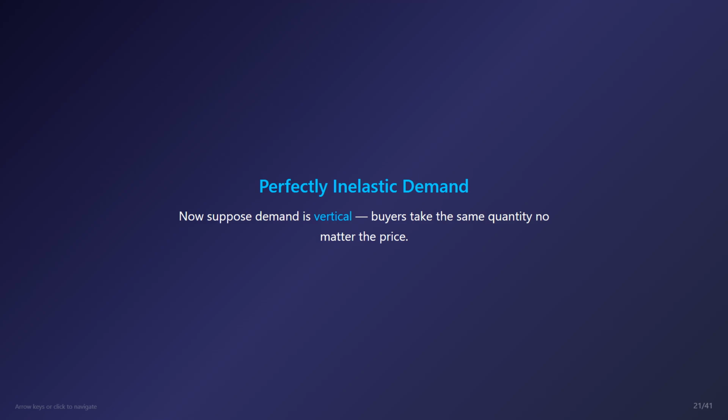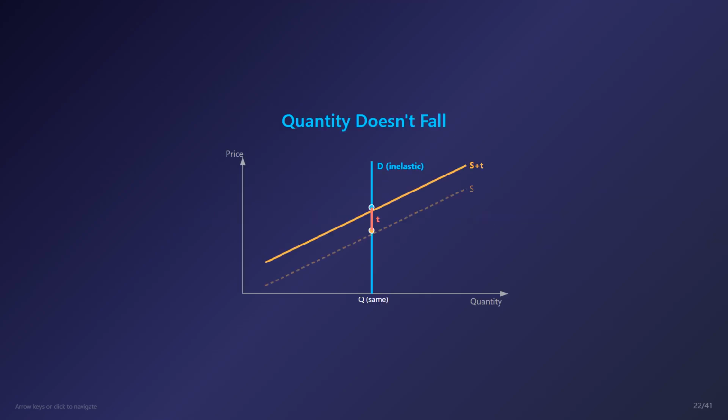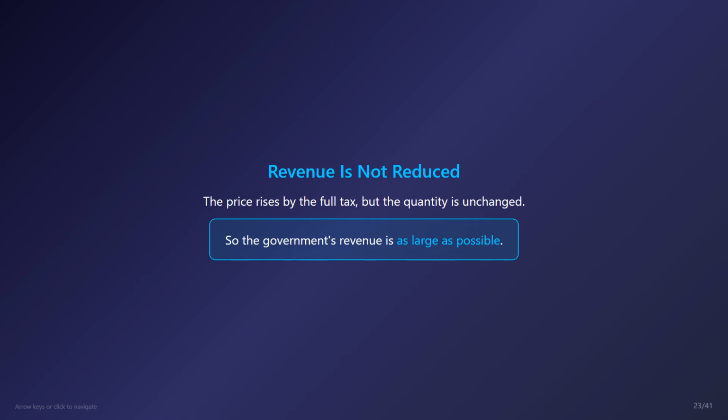They simply will not cut back. Look what happens. The supply shifts up by the tax, the price rises by the full amount, but the quantity doesn't fall at all. The vertical demand curve holds the quantity fixed. And because the quantity is unchanged, the government's revenue isn't reduced one bit. It collects the full tax on the full quantity. Revenue is as large as it possibly can be.